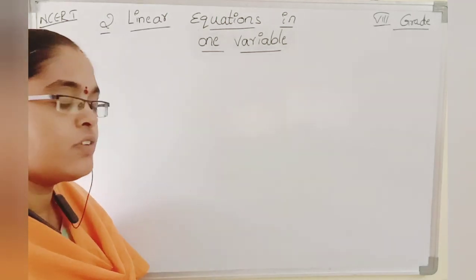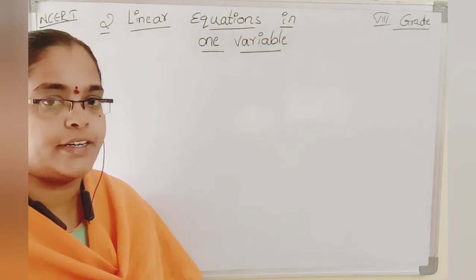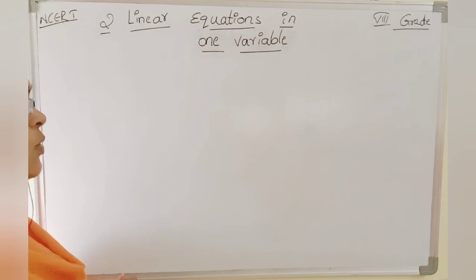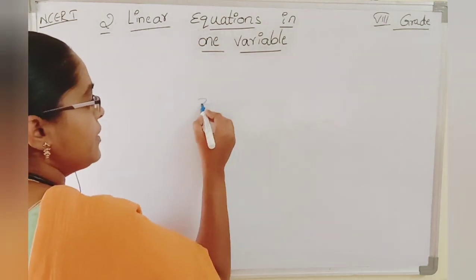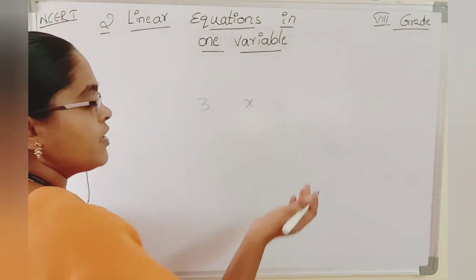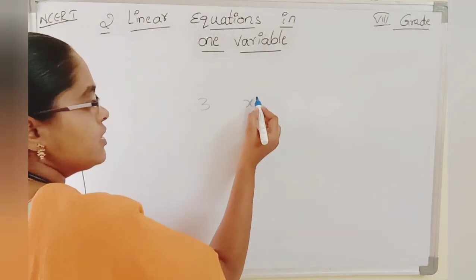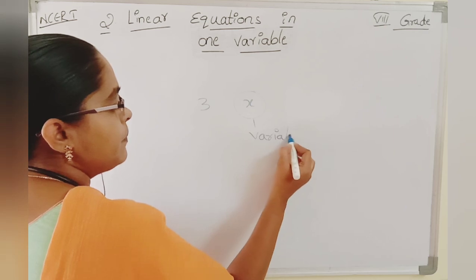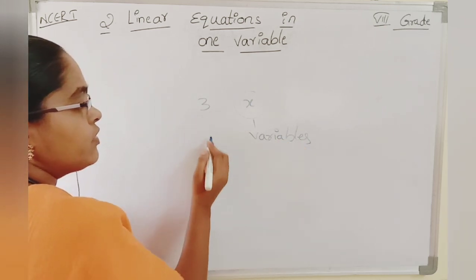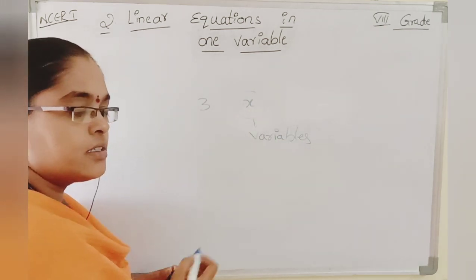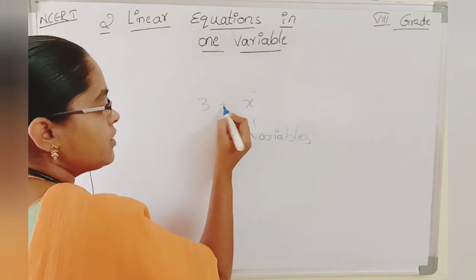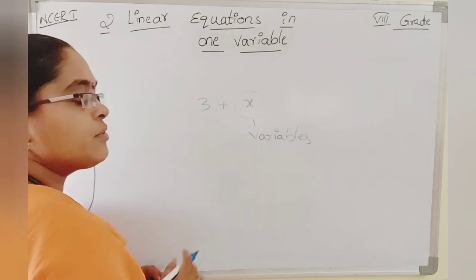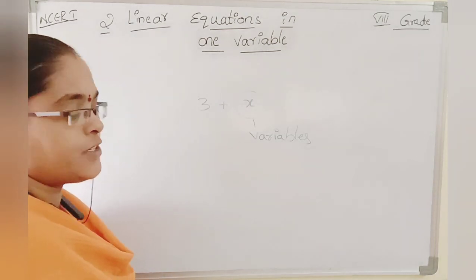In maths, along with numbers, we use letters also. These letters we are calling as variables. So, along with the numbers, if I use letters like x, y, z or a, b, c, these letters we are calling as variables. Along with numbers, if we use letters, then in these expressions we can use addition or subtraction. So this expression we are calling as an algebraic expression.